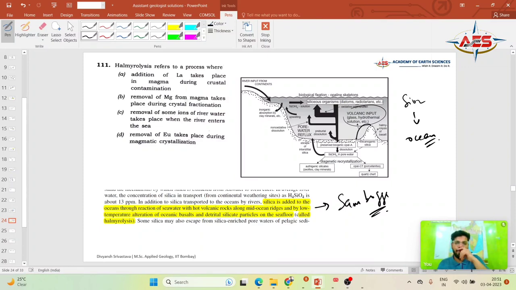The first one: addition of Li takes place in magma during crustal contamination. Removal of Mg from magma takes place during crystal fractionation. Removal of some ions of river water takes place when the river enters the sea. Removal of U takes place during the magmatic crystallization. So in all the options that I've given, none is correct.